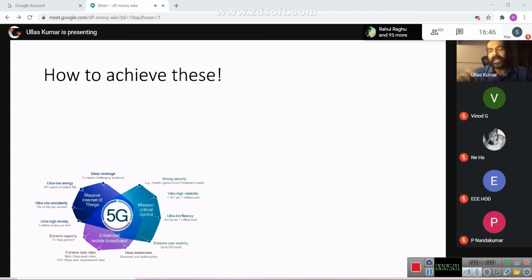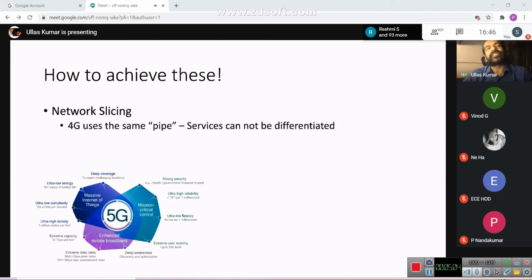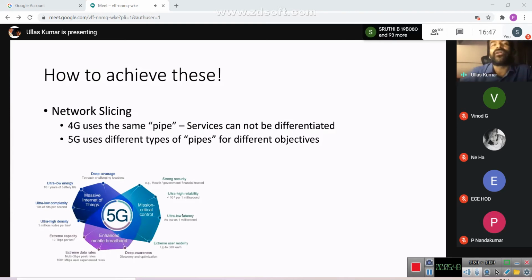How can we achieve this? These are possible with 5G with something called network slicing. What does it mean? 4G uses, if you think about it, the same pipe. If you want to run your lock from remote, you need to send a command and then it will lock or unlock. That uses probably a few bytes per second connection. You want to run your, say, live cricket, HD live. That needs a few tens of megabits per second. But 4G unfortunately has the same pipe. It cannot change the pipe for the application that we have. What 5G does is it changes the pipe. It uses different types of pipe for different objectives. And this is called network slicing.